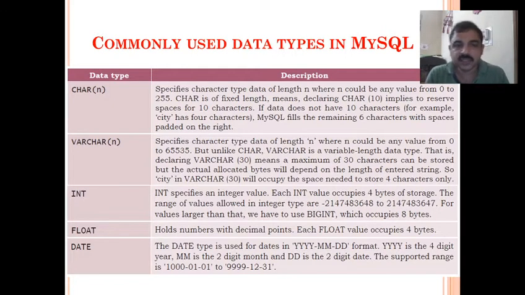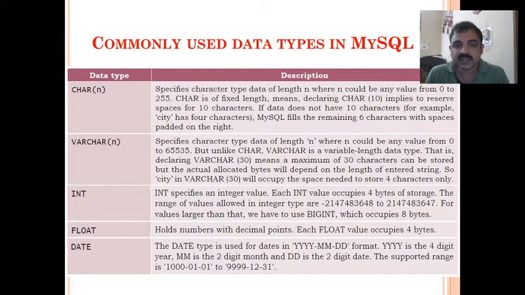Next is int. Int specifies an integer value. Each integer value occupies 4 bytes of storage. If you want the number to be declared and it is of integer type, you can use int. Next is float. Float holds the numbers with decimal points. Each float value occupies 4 bytes. So when you are using float, you can specify the number of decimals also. There is one more way of using it. You can also use another data type called decimal.